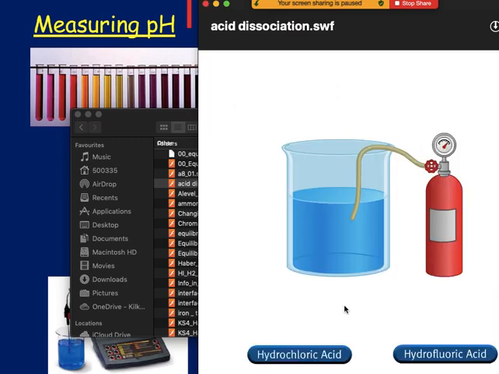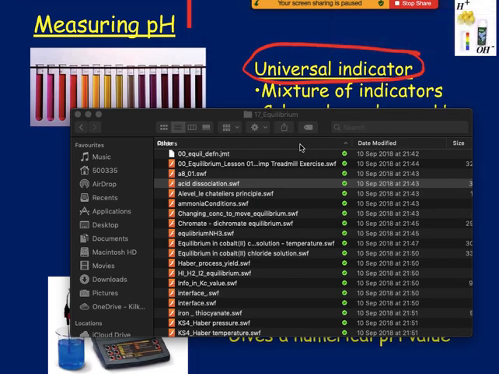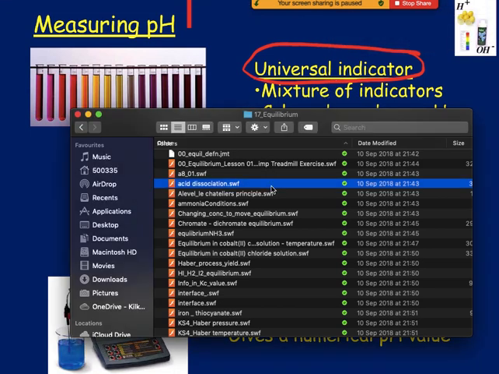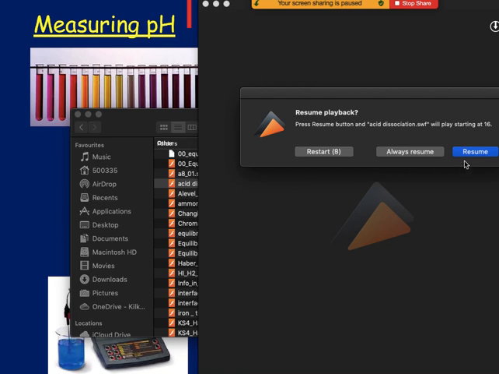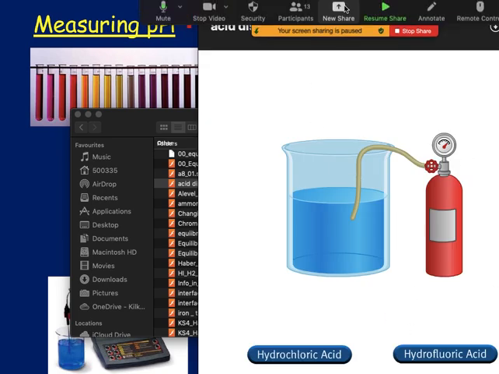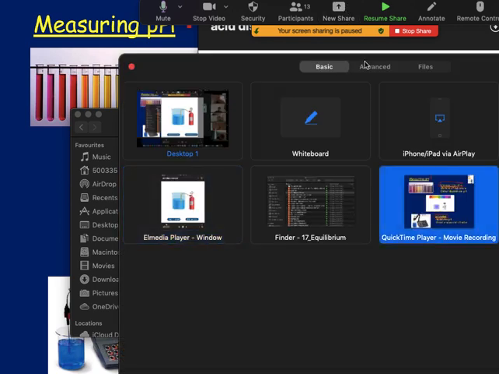Okay, can I change my share? You can. Thank you. So, new share. Why are you not seeing it now? This is the one I want.